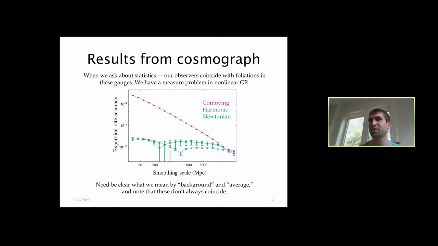So this is an interesting statement because we can tie our observers to a particular gauge choice if we want. So when we ask about averages, typically we're asking about averages according to some particular set of observers. And we actually have the freedom to choose who those observers are. And so if we ask about the set of observers coming in with our fluid at some fixed proper time, it's not obvious that the average properties of those observers will look like an FRW space-time, whereas in harmonic or Newtonian slicings, perhaps they do. And so you just have to be very clear what you mean when you say a background or an average quantity, because these things don't always agree.